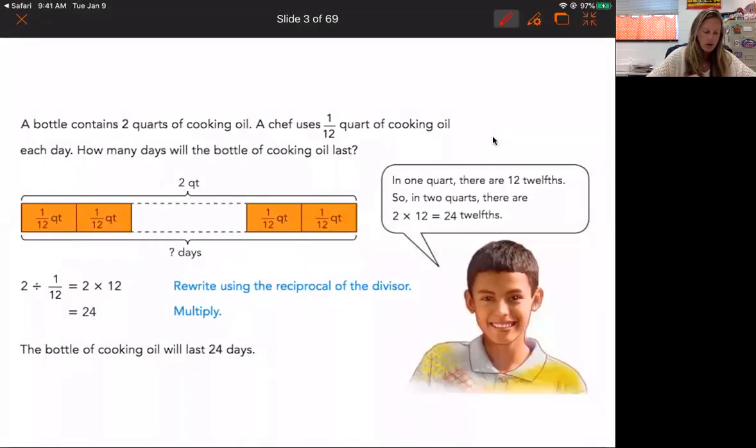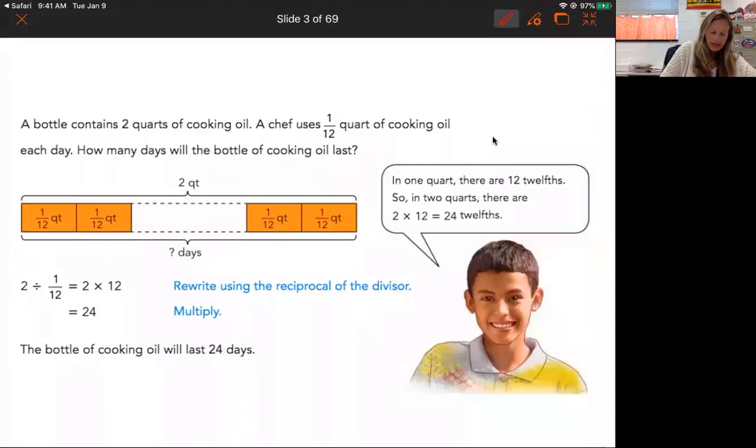So here we've got a bottle contains 2 quarts of cooking oil. A chef uses 1/12 of a quart of cooking oil each day. How many days will the bottle of cooking oil last? So we're trying to figure out how many 1/12 servings are going to go into that 2-quart bottle. How many times can we split up that 2 quarts into 1/12 servings?